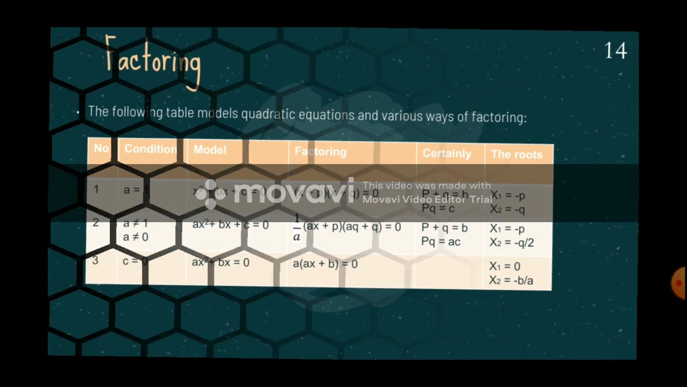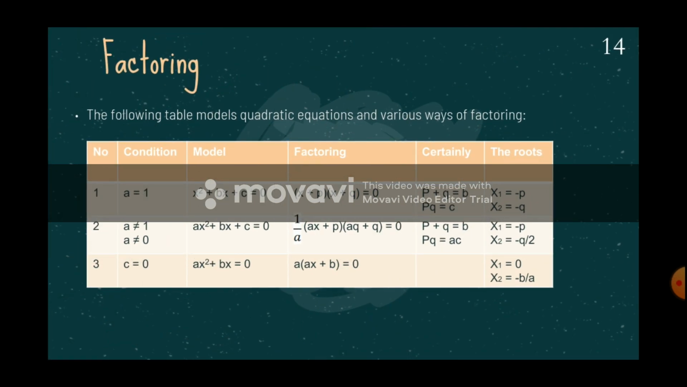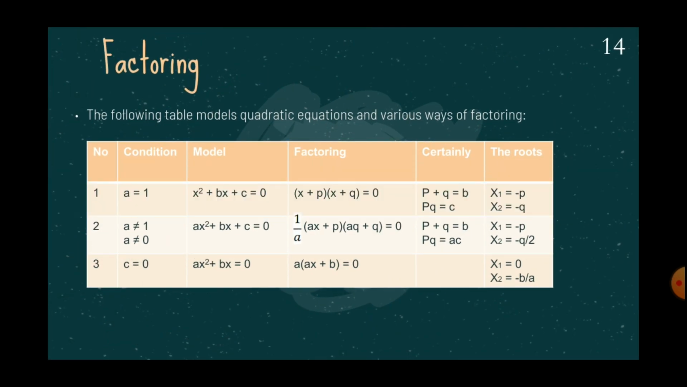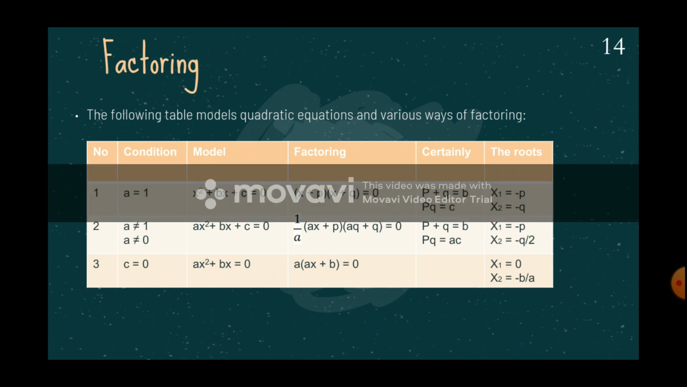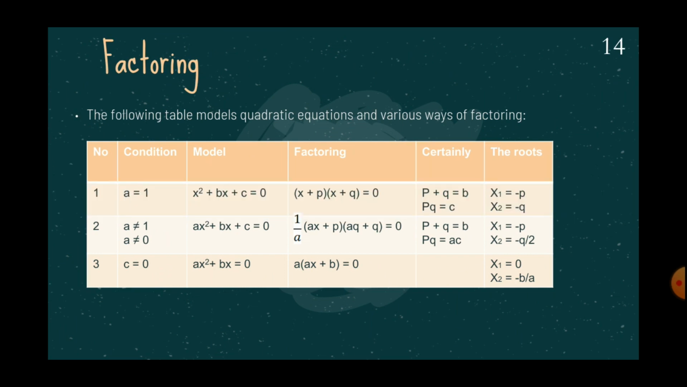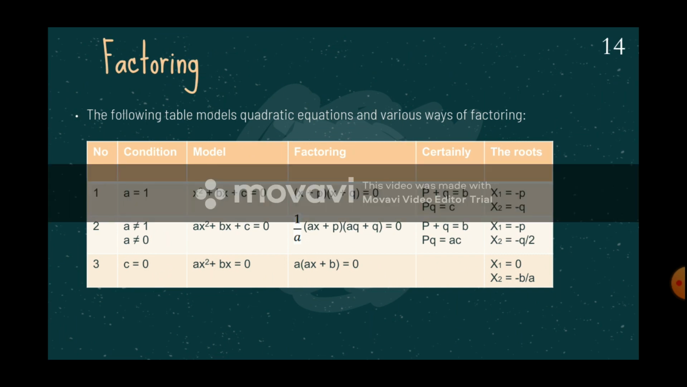The first is factoring. It is called factoring because we find the factors. This method is easy to use if the roots are rational numbers. The following table models quadratic equations and various ways of factoring. When using this method, we must know the quadratic equation model to be solved. If the quadratic equation model is known, factoring can be done in the form that is in the table column up like this.